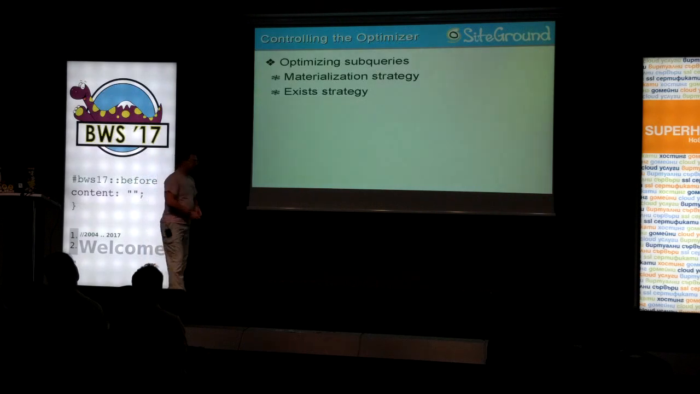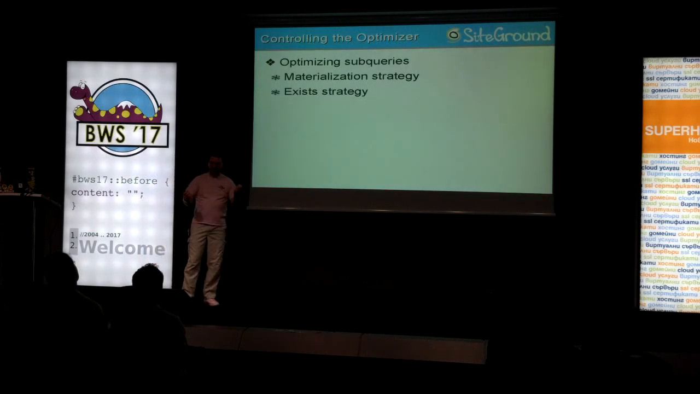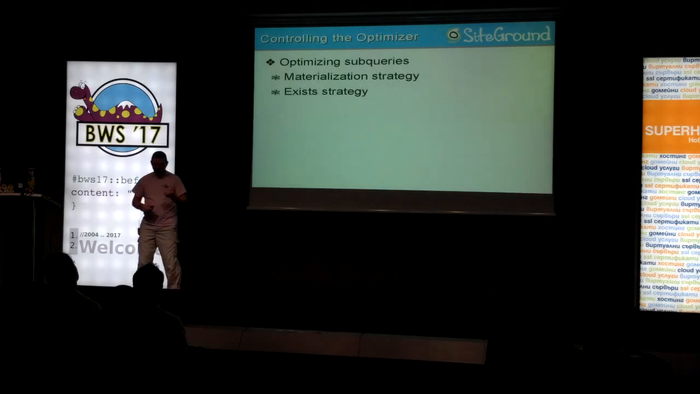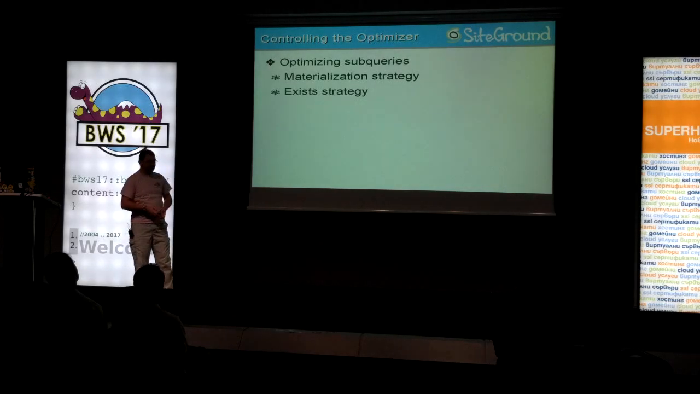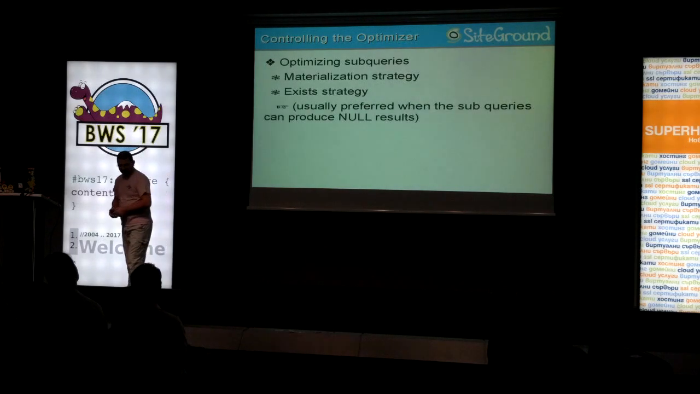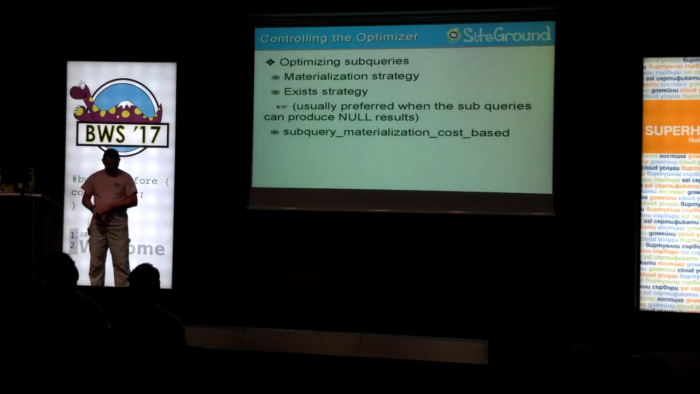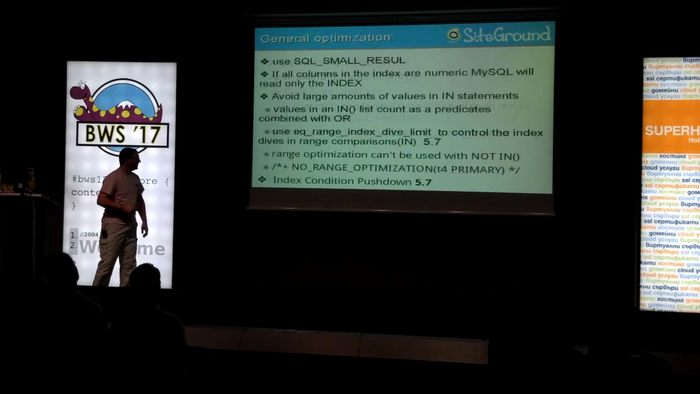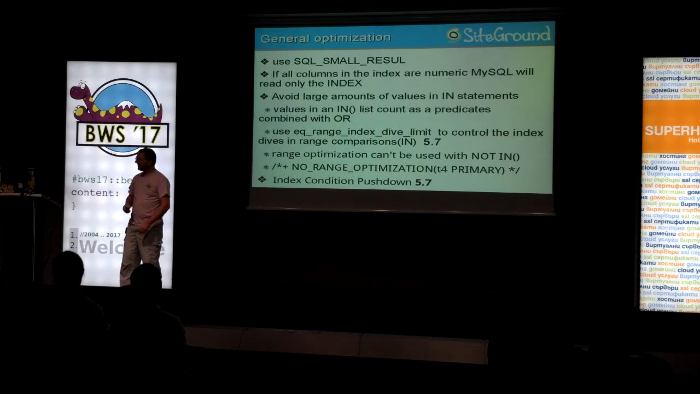The exists strategy is used every time you have nodes that have to be compared in joins, so in joins with subqueries. Sometimes maybe you would want to disable that and try to do materialization because it's faster. You can control it with this.